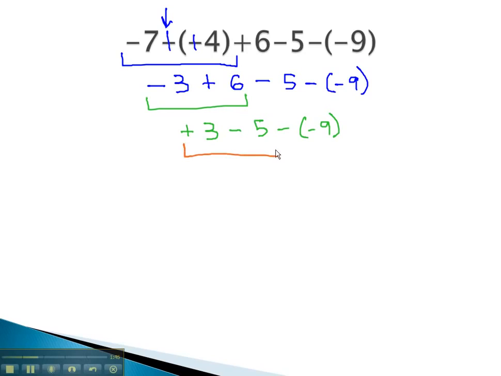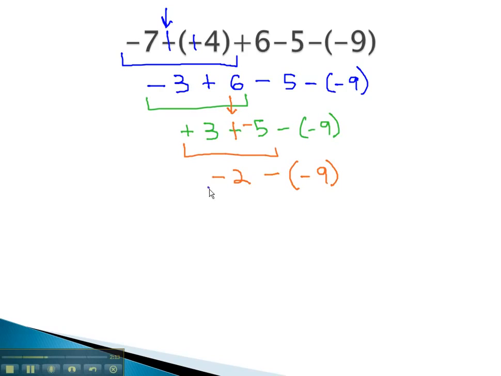We now have 3 minus 5, and again, we don't like to subtract, so instead we will add the opposite of 5, which is -5. A +3 and -5, the negative is bigger. 5 minus 3 is 2. We get -2. And the rest of the problem is still minus -9.